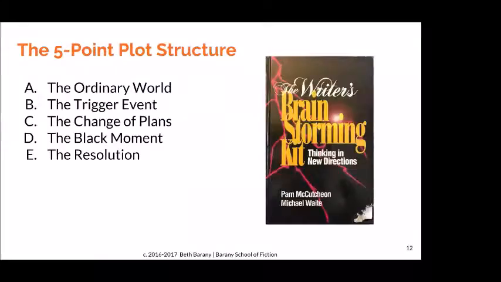So I'm going to move on to the 5-point plot structure. And I pulled this right out of the writer's brainstorming kit. This is my own copy of my book, hence the chewed corner. I don't remember how that happened. And this is a book by Pam McCutcheon and Michael Waite. And I found it really, really simple. And for the first time, I started understanding story in a simpler way.